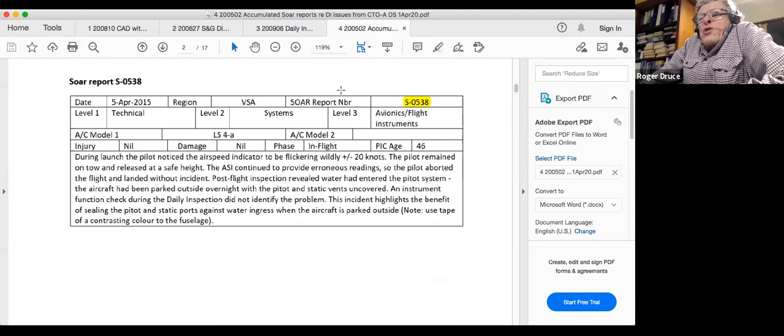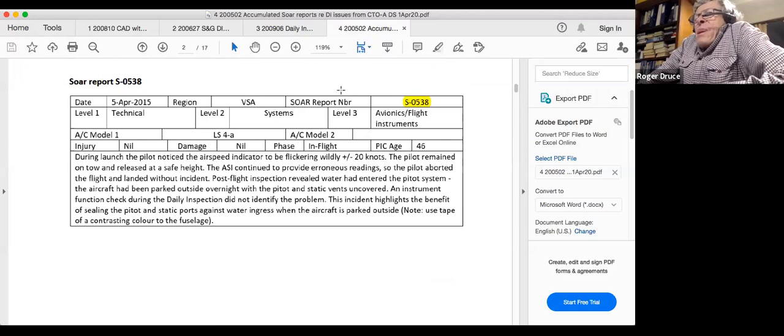VSA again, LS4A. Pilot noticed the airspeed indicator to be flickering wildly. Pilot remained on tow, etc. Post-flight revealed water had entered the pitot system. Aircraft parked out overnight with the pitot-static vents uncovered.